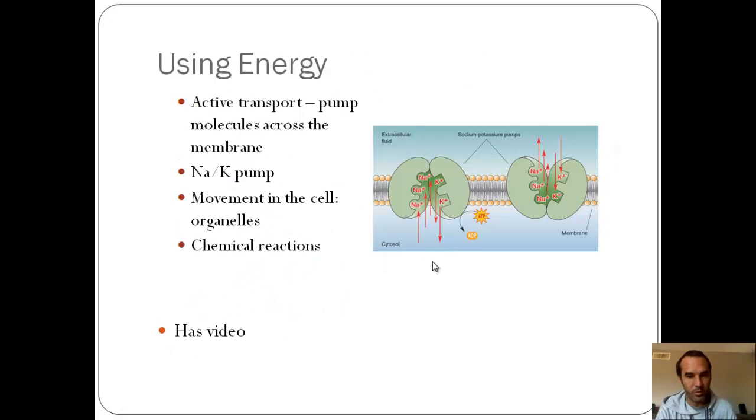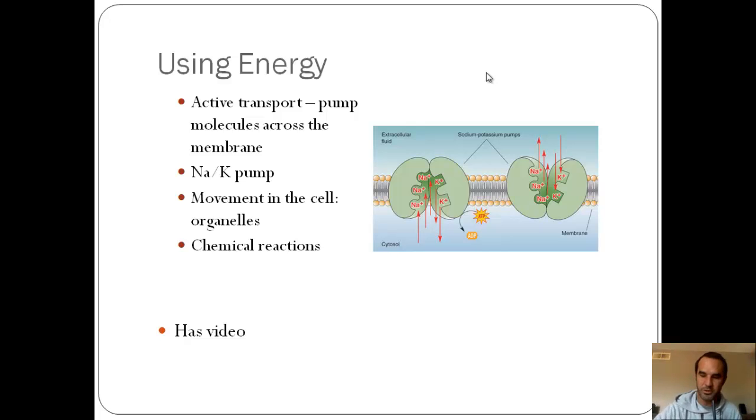So what's an example? What would that look like if we were to look at how active transport happens? This would probably be somewhere in a muscle, looking at sodium and potassium pumps. Active transport can help you pump molecules across a membrane. And if you think back to what you know about active transport, that's going to pump molecules against the concentration gradient.